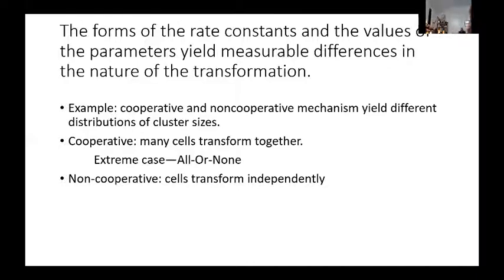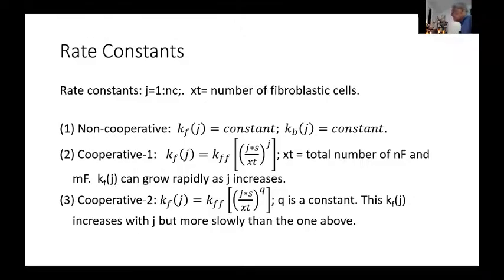Now, a cooperative process is one in which the cells in a local region strongly influence how other cells transform into myofibroblasts. And if this influence is very strong, then you could even go to an extreme case where all the fibroblasts will transform as a block into myofibroblasts. Now that's contrasted with a non-cooperative mechanism in which the cells don't influence each other very strongly or at all in their conversion to myofibroblasts, and so therefore the cells transform independently.